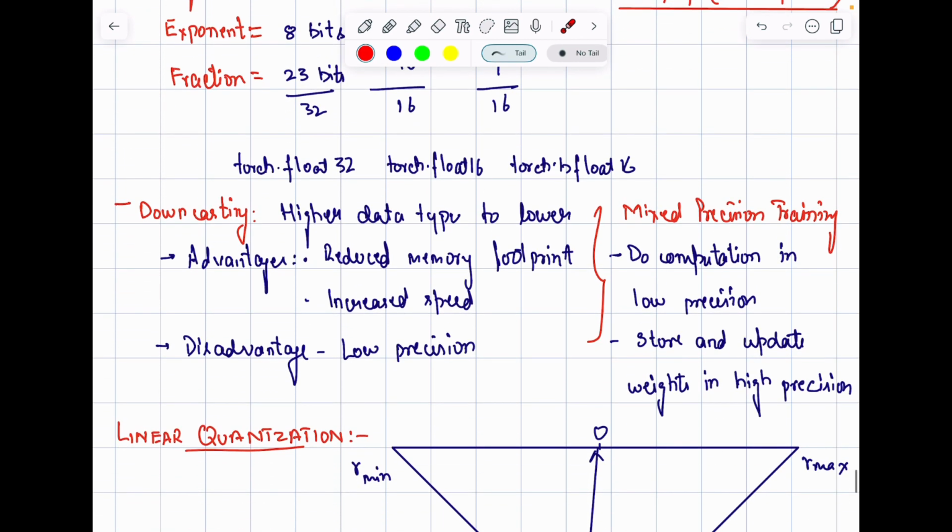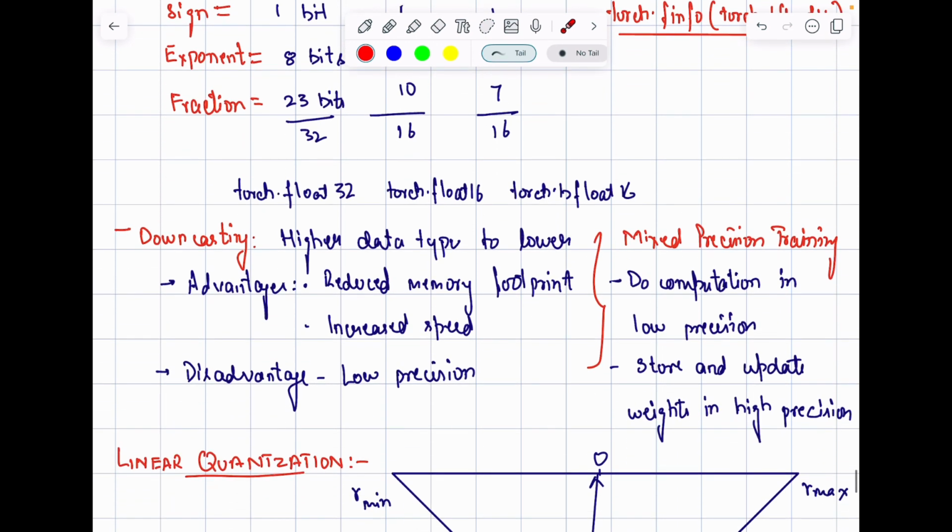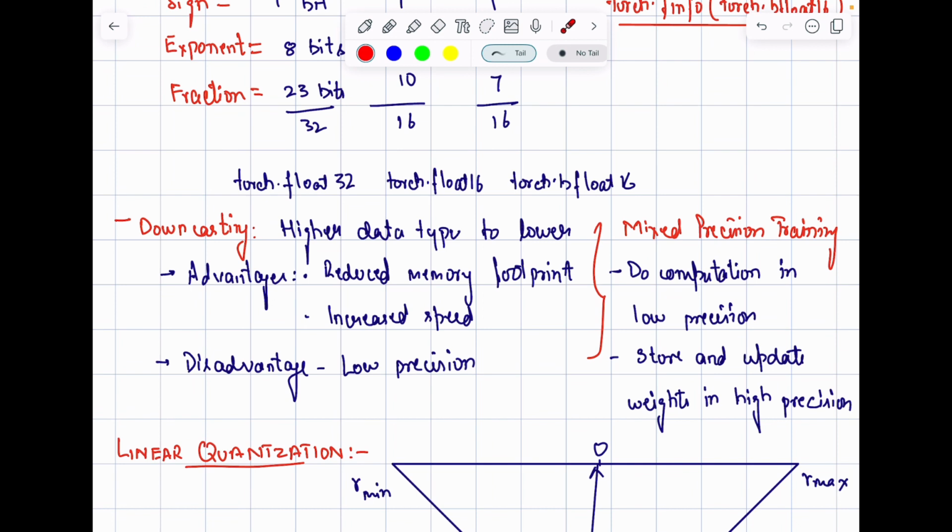Okay. Now we'll see what is downcasting. So downcasting is moving from a higher precision or higher data type to a lower one. For example, if you want to move from FP32 to BF16 or FP16. Okay. So the advantages are again a reduced memory footprint and increased speed. Why is the speed increasing? Because now the number itself is represented using 1 byte, which was earlier represented using, let's say, 4 bytes, right? So you have lesser amount of bits to multiply and add and so on and so forth. The disadvantage, of course, is that now you have lower precision, right?